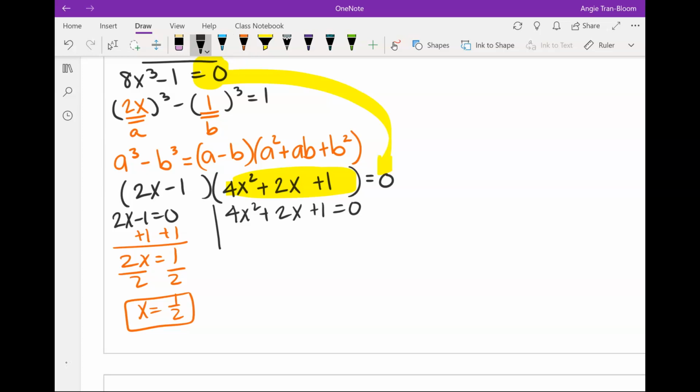Here we go. x equals negative b. Sarah H., what's our b value? 2. Good. So negative 2 plus or minus b squared. So that's 2 squared minus 4 times a. Jake, what's our a value?